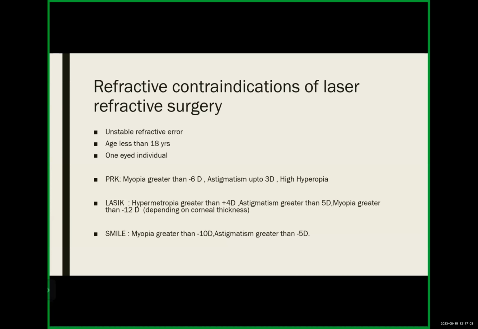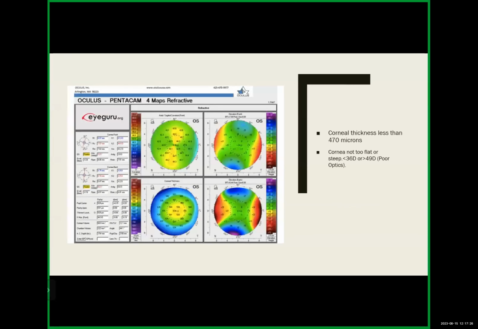Everything depends on corneal thickness. For SMILE, the contraindications are myopia greater than -10 diopters and astigmatism greater than -5 diopters. Till now, SMILE is not being used in the correction of hyperopia. Corneal thickness is a very important factor for any refractive surgery. Corneal thickness less than 470 microns is a contraindication.